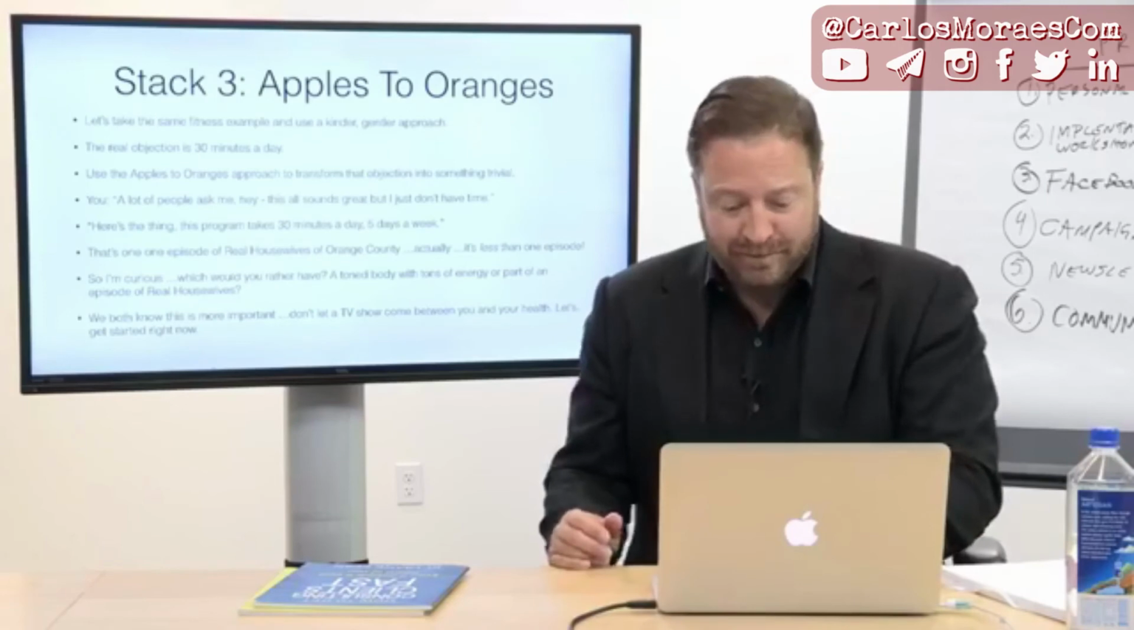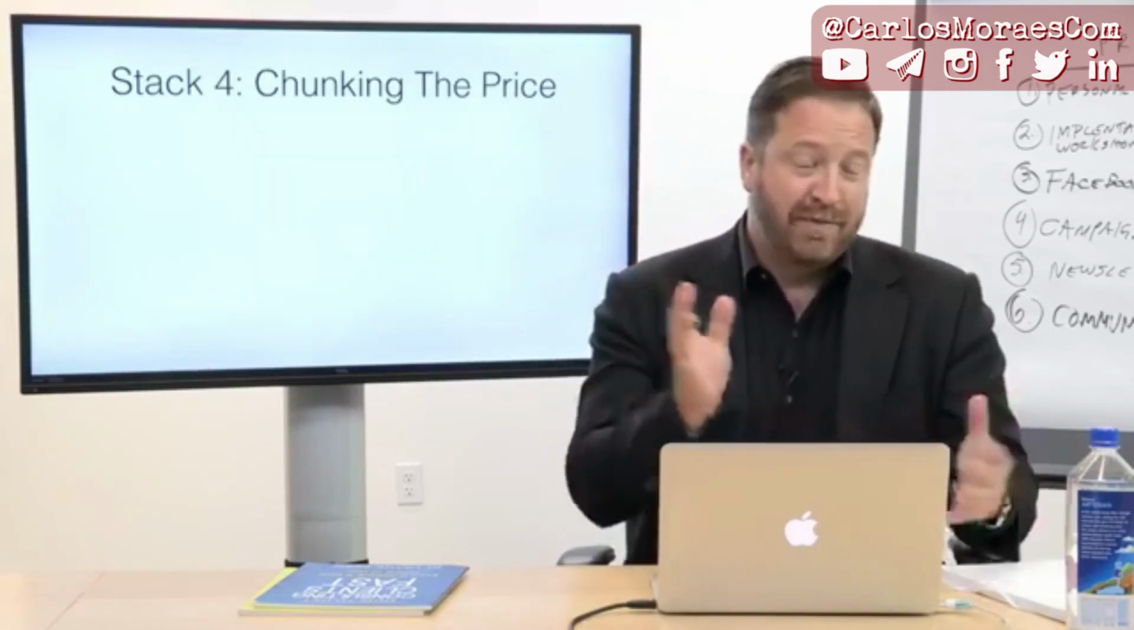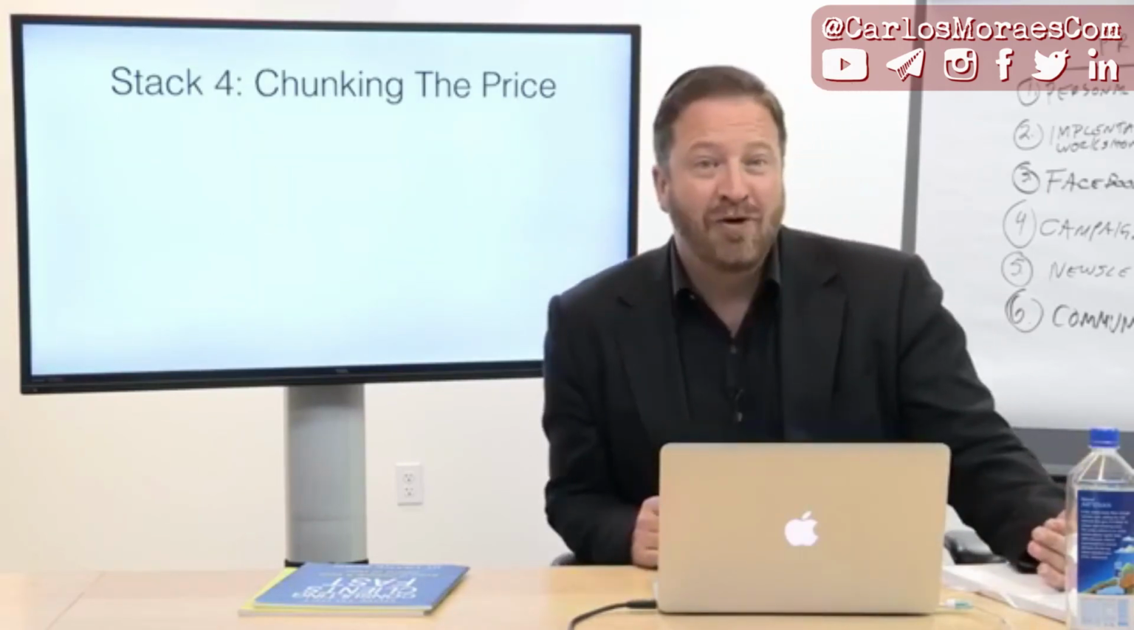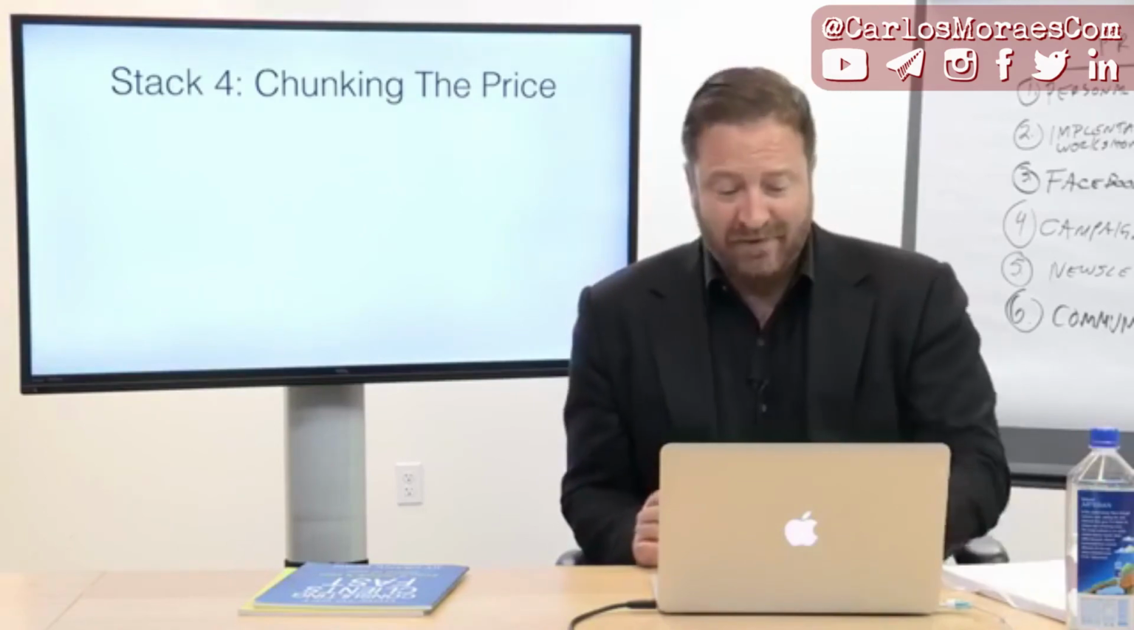Okay, so now I'm going to show you how I did both of these, right? So let me give you stack number 4, and then I'll show you how I did it. The next one is chunking the price. Price is always an objection, no matter what. Even a price as trivial as $3.97 a month can still be an objection in people's minds because we don't want to spend money on stuff. I would rather have a whole bunch of money than spend it, right?